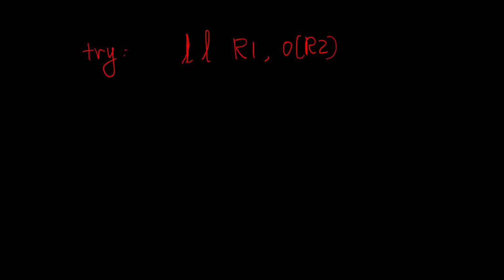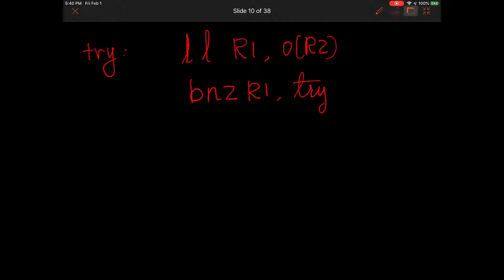Now this is very simple. Branch if not 0 R1 try. This is your test, first test. And the next step is your test and set. So your test and set is going to be this, right?